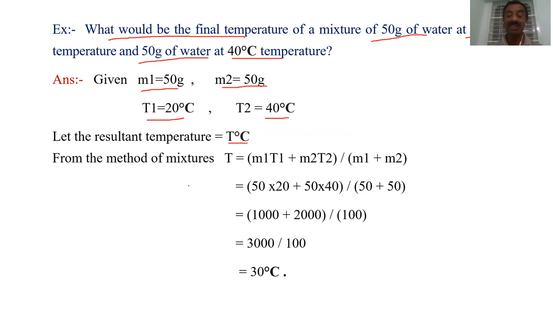So from the method of mixtures, the formula is T is equal to m1 T1 plus m2 T2 by m1 plus m2. So m1 50 into T1 20 plus m2 50 into T2 40 by 50 plus 50. Calculating: 50 into 20 is equal to 1000, 50 into 40 is equal to 2000, 50 plus 50 is equal to 100. Now 1000 plus 2000 is equal to 3000 by 100. Cancelling 2 zeros, we get 30 degrees. In this way we have to find the resultant temperature of the mixture by using the method of mixtures.